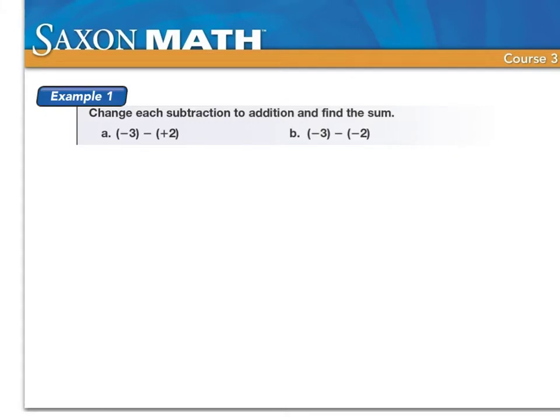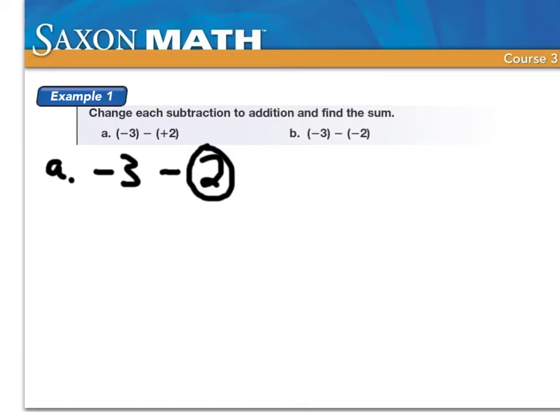Okay, example 1 says change each subtraction to addition and then find the sum. So A, to start with, the first thing I'm going to do is rewrite the problem. So it's negative 3 minus positive 2, and we'll just write it as positive 2 like this. Okay, it means the same thing as what they've written, just without the positive sign. Well, first step again is to circle the number you're subtracting. Well, I'm taking away 2, so I'm going to circle it.